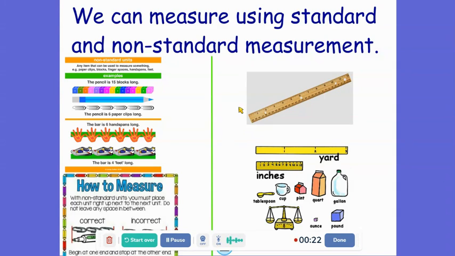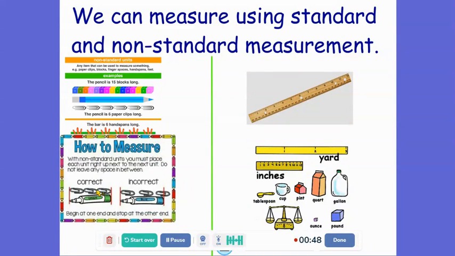We talked that using standard measurement keeps consistency from person to person. So if I measure using a ruler, and you measure using the same ruler, we're going to come out with the same measurement. When we're measuring using non-standard units, we need to be very careful. If I'm going to be measuring something with paper clips, and so are you, we need to make sure we're using the same size paper clip and that we measure it correctly. End to end, no overlapping, no big gaps.